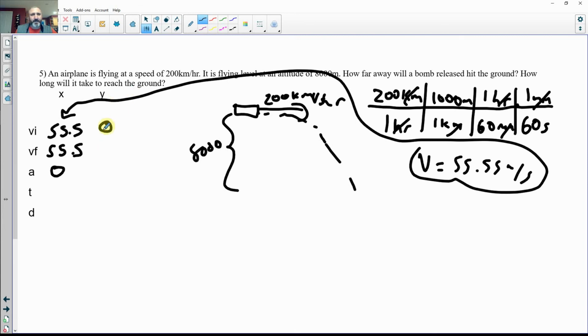We don't care how fast it's going, we just care about how far it's going. But we could figure out Vf if we wanted to, but we really care about that. We know it's also going to fall 8,000 meters. So I hope the setup of this makes sense, and the snarky part was coming up with that conversion from 200 kilometers an hour to 55.55 meters per second.